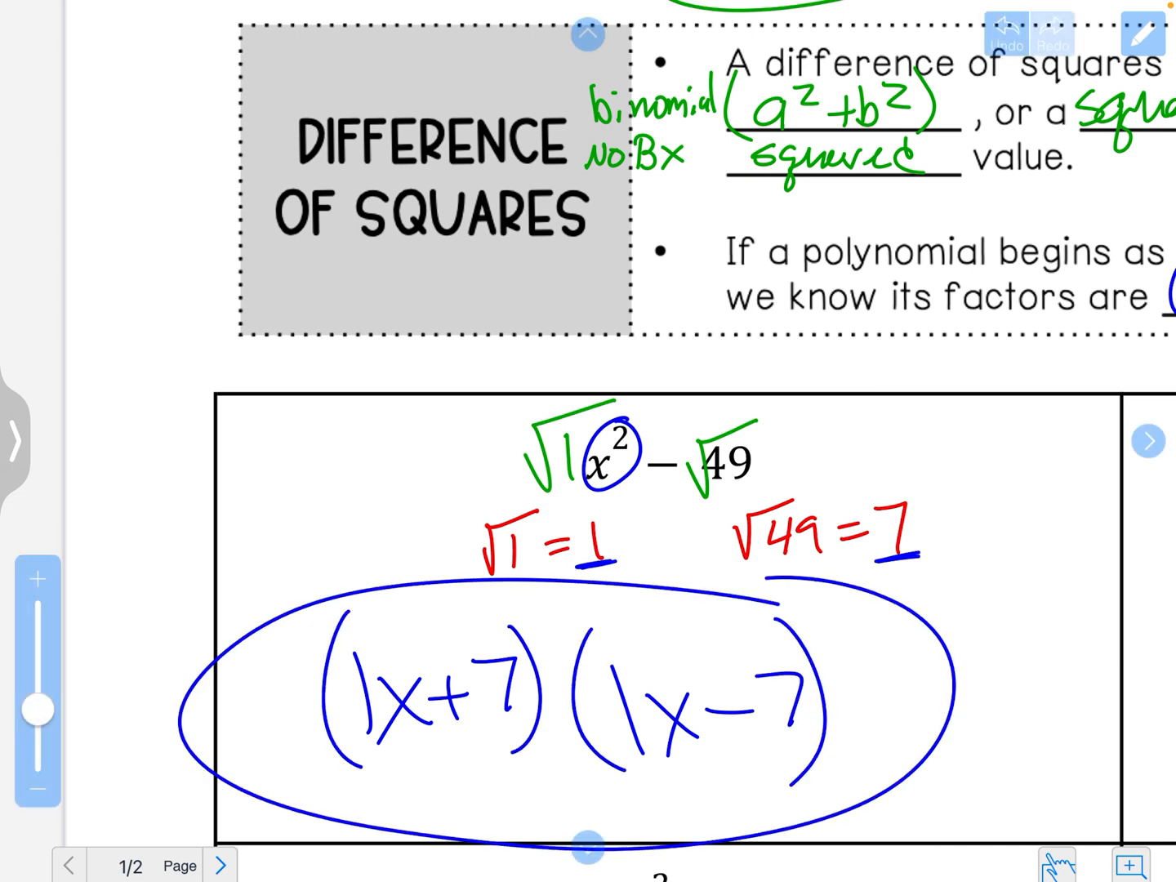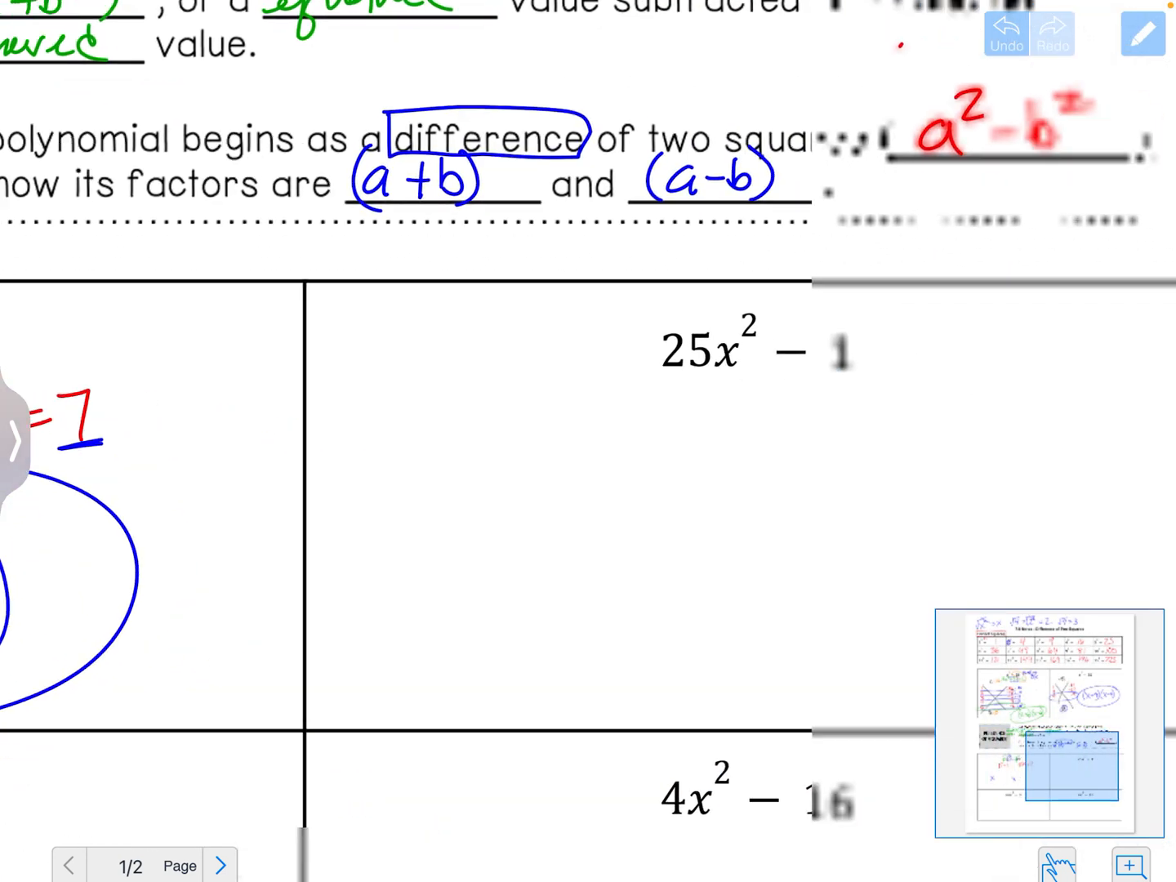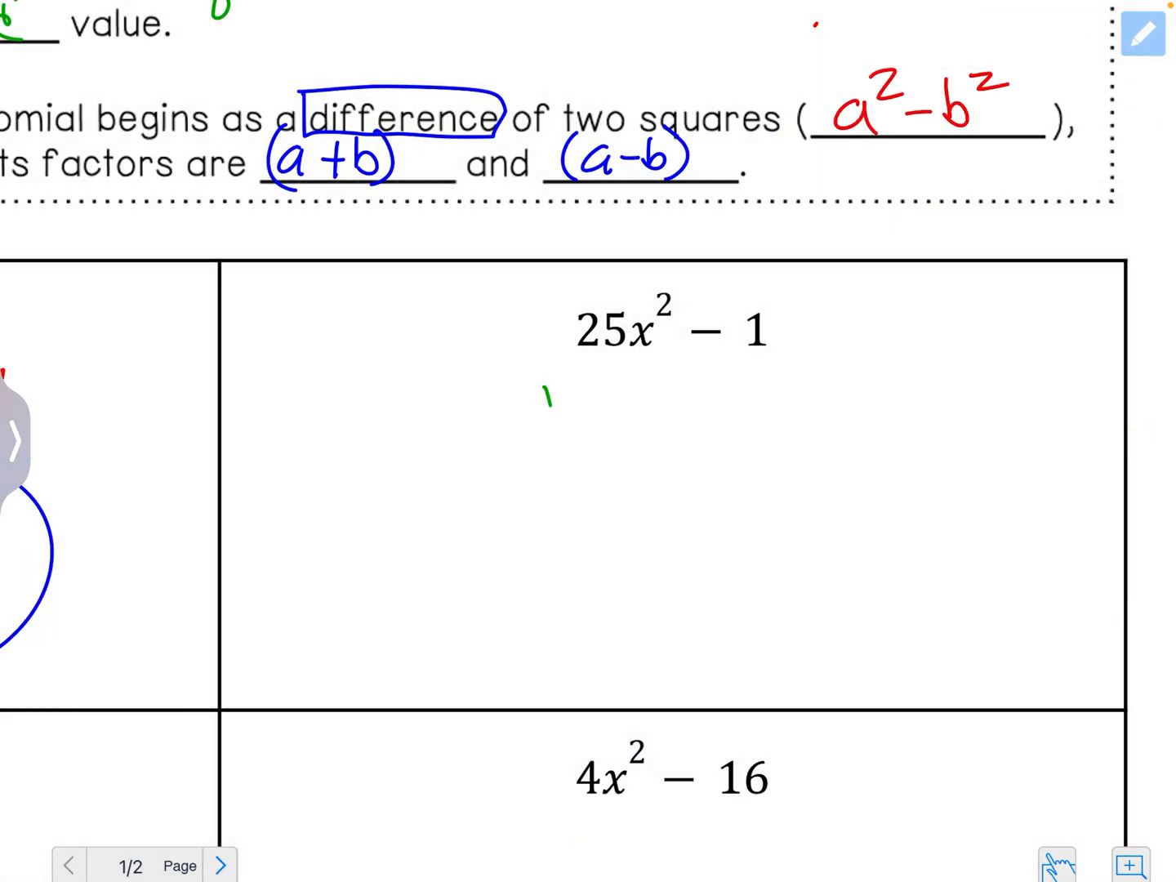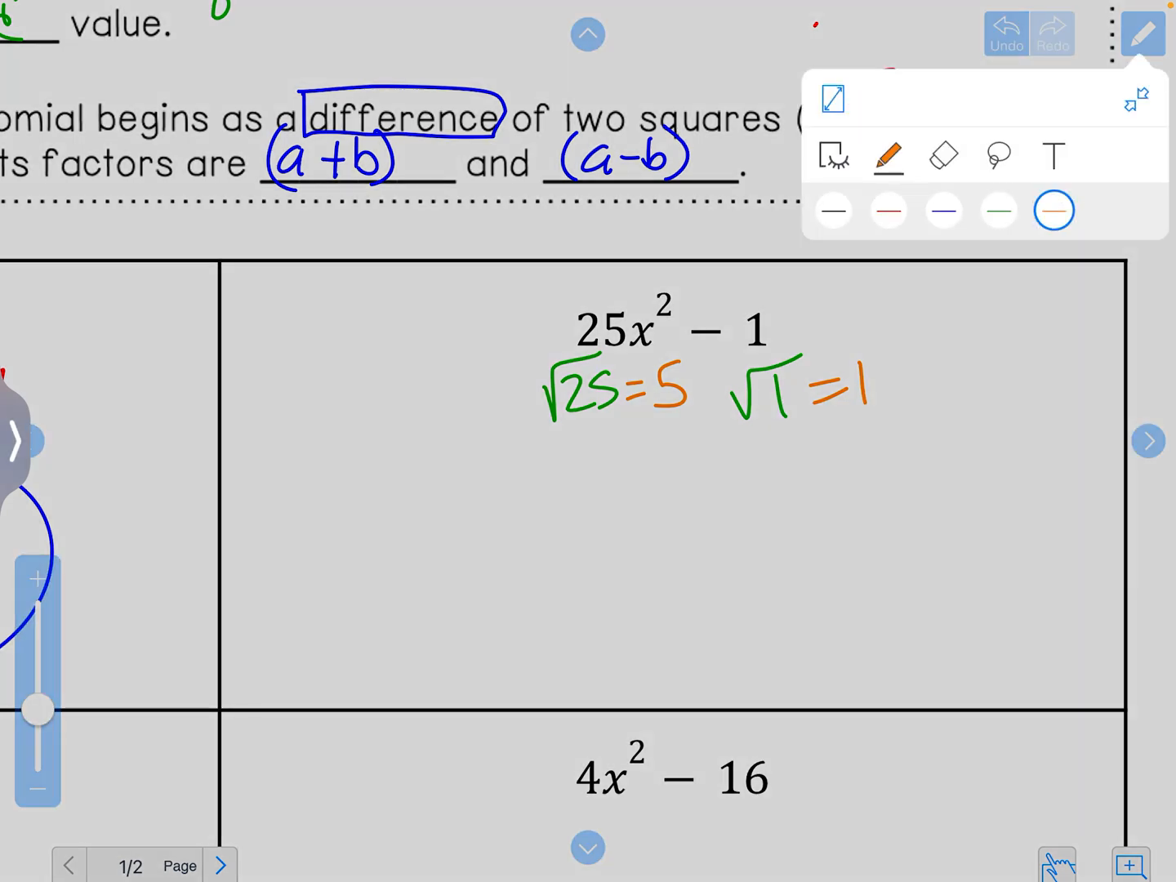And so this is our answer. So if we move to our next one, I'm going to take the square root of the first number, and I'm going to take the square root of the last number. So the square root of 25 is 5. The square root of 1 is 1.